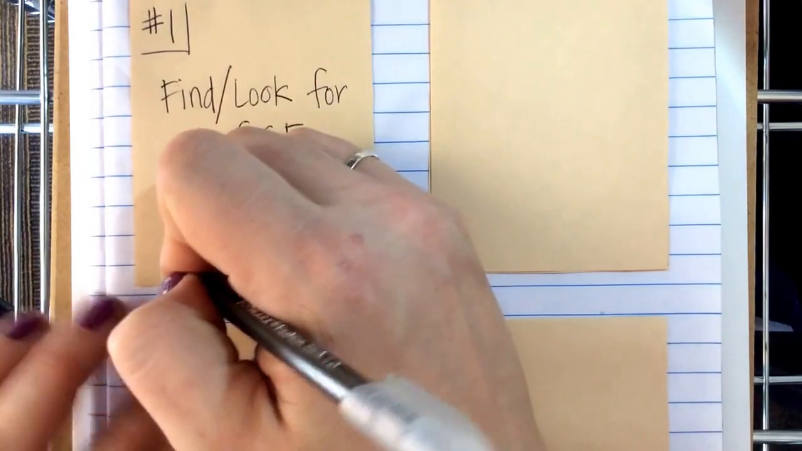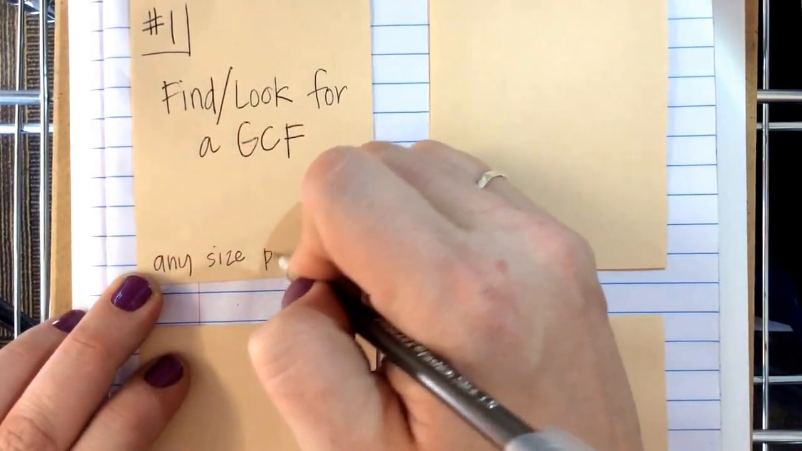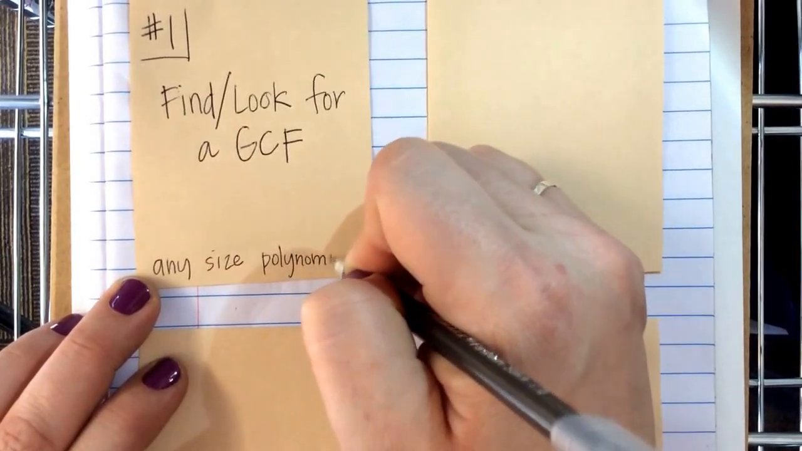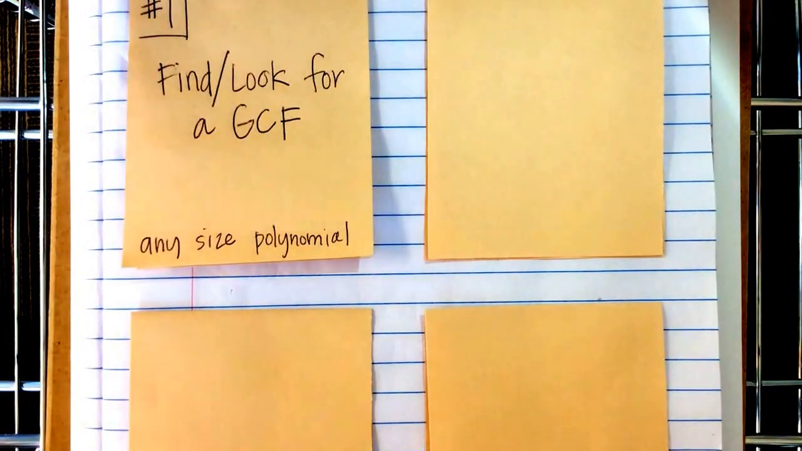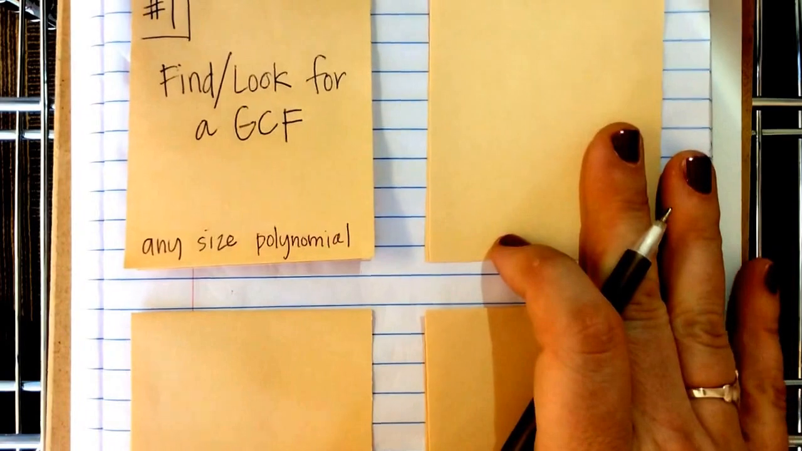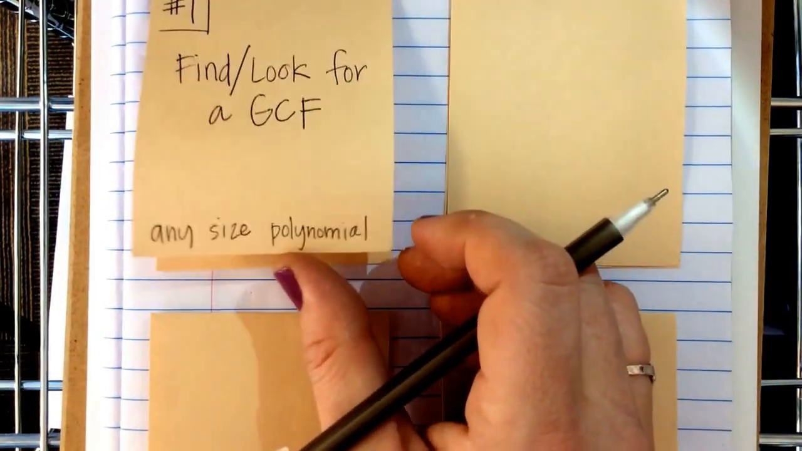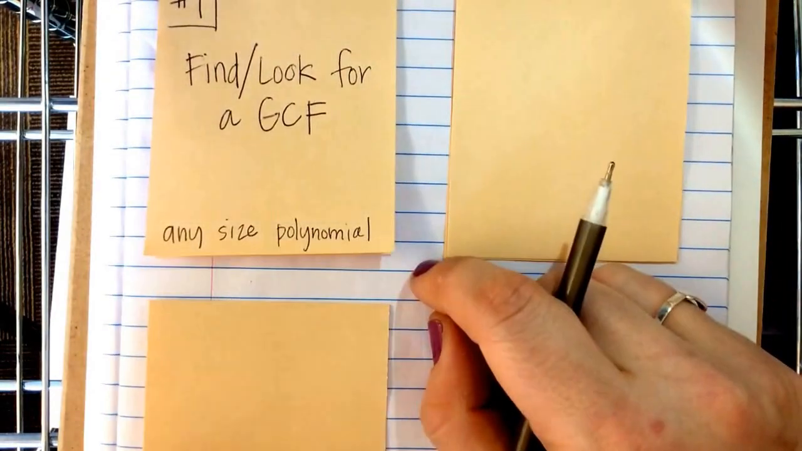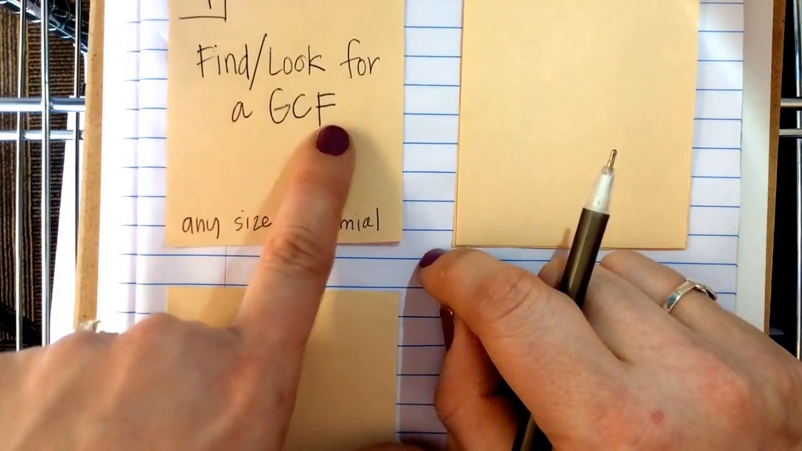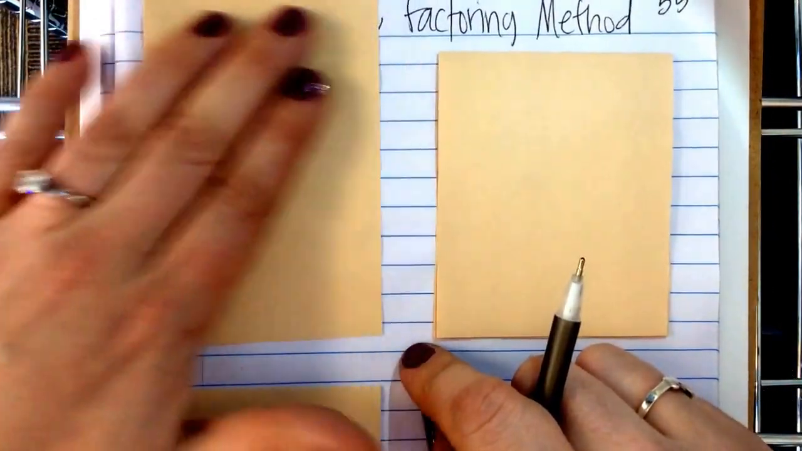And this works for any size polynomial. It does not have to be a trinomial. It does not have to be a binomial. It does not have to be a 4 terms polynomial. This works for everything. So the first thing you should always do is look for a GCF. So let's do a few examples.